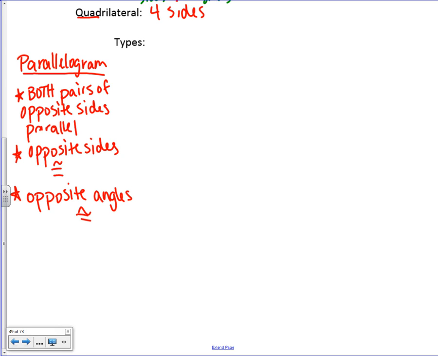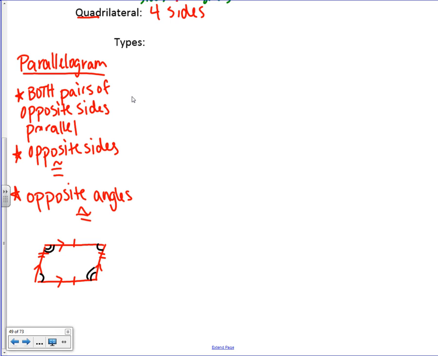All right, so there are your stipulations for a parallelogram. And parallelograms look like this. Okay, so we have opposite sides that are parallel. So this would be parallel to this, and this would be parallel to this. We have opposite sides that are congruent. So this guy would be congruent to this guy, and this guy would be congruent to this guy. And finally, we have opposite angles congruent. So this angle would be congruent to this one, and that one would be congruent to that one.